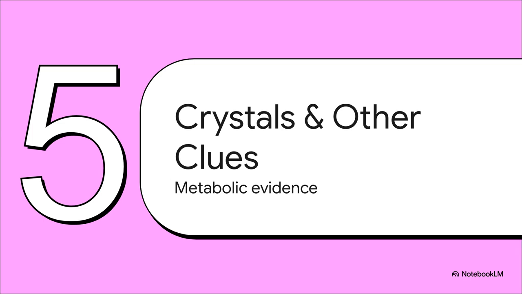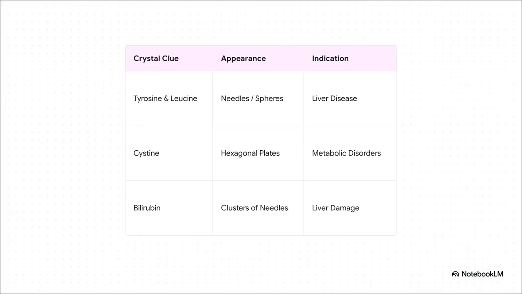Beyond the cells and casts, the urine can be full of other microscopic evidence, like crystals. And these little guys can tell us all about metabolic problems, liver disease, or even inherited disorders. Now look, a lot of crystals are totally normal, no big deal. But these are the ones you absolutely have to know for your exams. Tyrosine and leucine crystals, that's bad news for the liver. Cysteine crystals, those really cool-looking hexagonal plates, they point to a metabolic disorder. And bilirubin crystals are another really clear sign of liver damage. The shape here is everything. Each one tells a completely unique story.